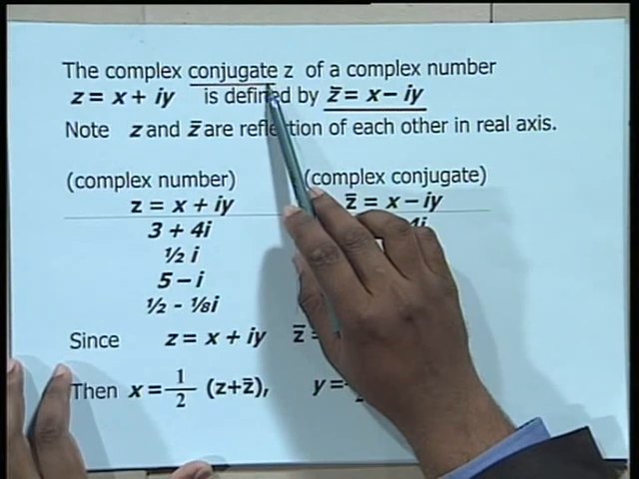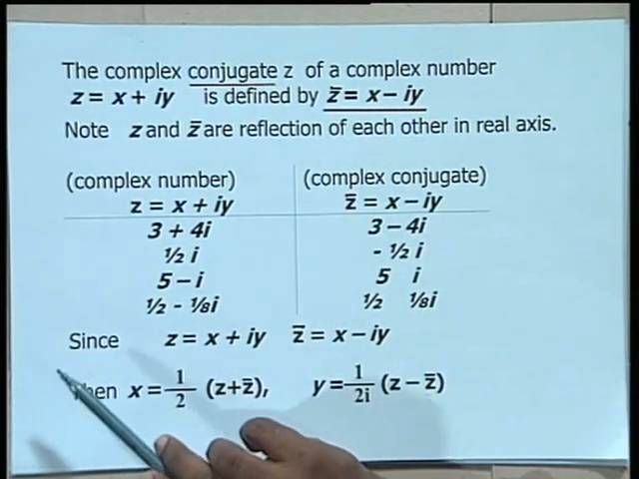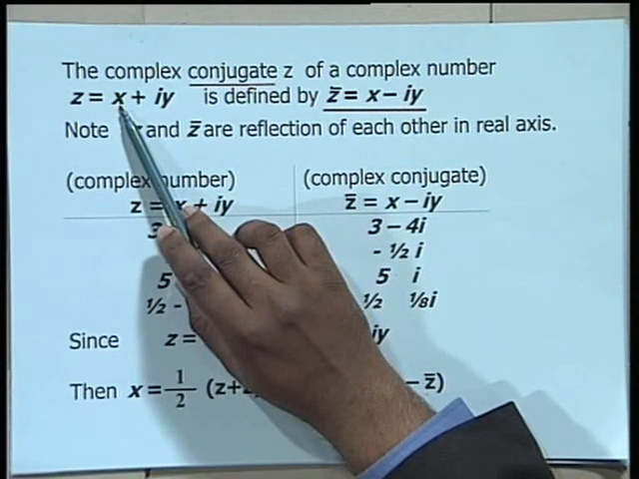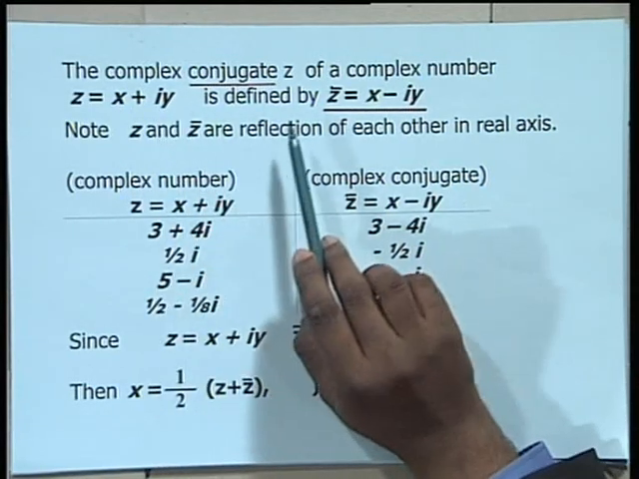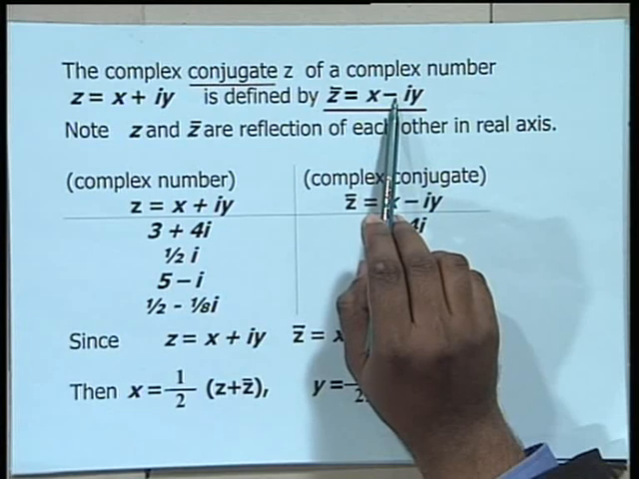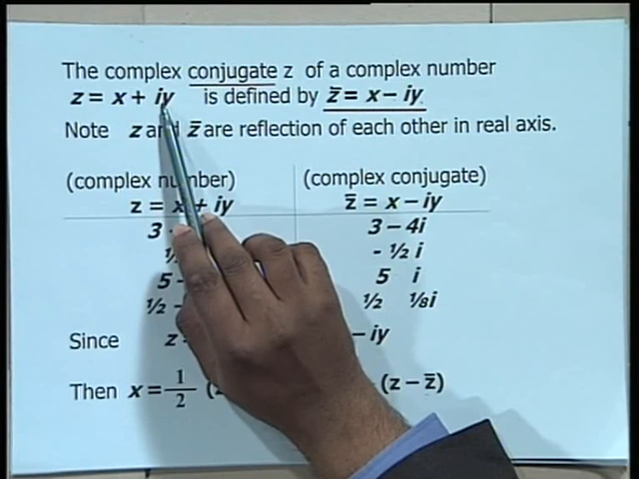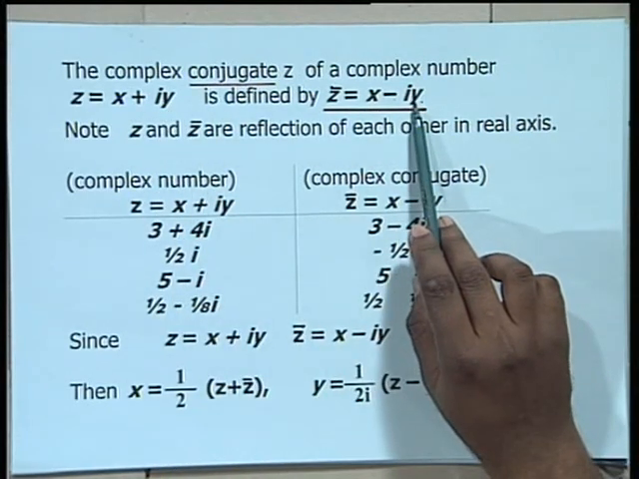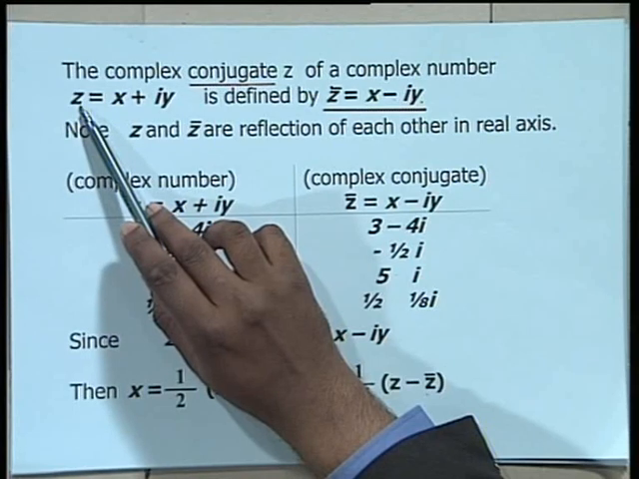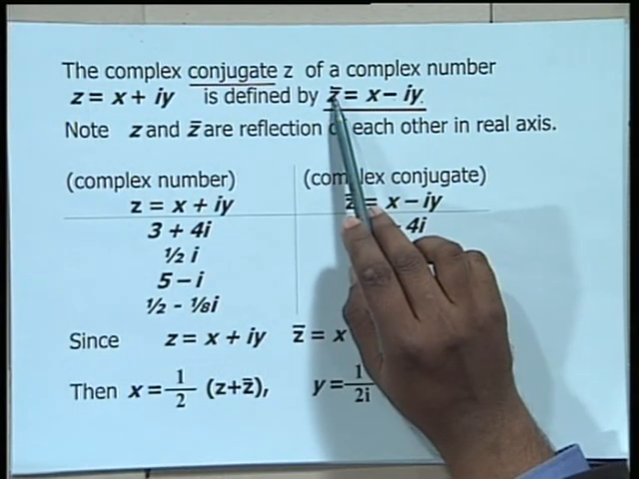Every complex number has an associated complex number called its conjugate. Let us define what is the conjugate of a complex number. The complex conjugate of a complex number, say z equal to x plus iy, is defined as x minus iy. The complex conjugate of x plus iy is x minus iy. If we are representing the complex number by z, then we'll represent the conjugate by z bar or z star.